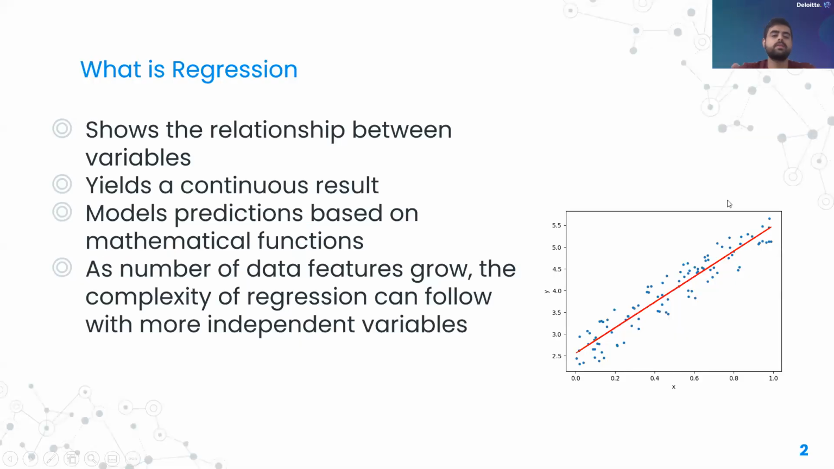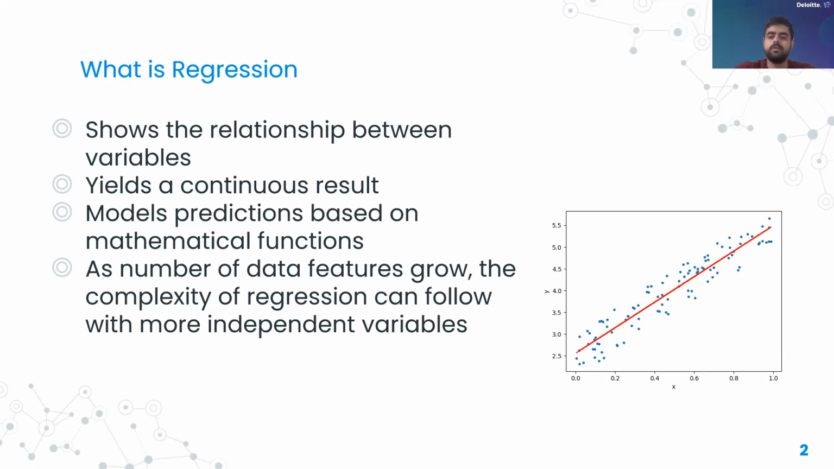So first of all, what is regression? Regression is a machine learning tool that is widely used and it shows relationships between variables. It yields a continuous result rather than a discrete result. So instead of categorizing different pieces of data, you're getting a single value prediction. And these model predictions are based on mathematical functions.